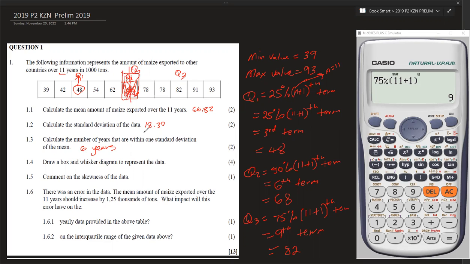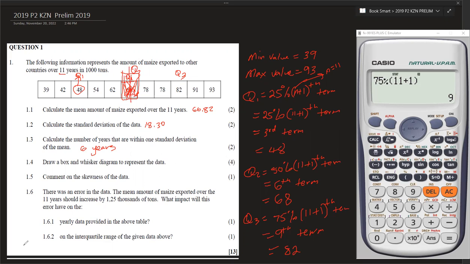But my advice is to know both ways, because these formulas are important as well, especially when we do the Ogive curve or the cumulative frequency curve. You'll really need to know these formulas. Perfect. So now I can go on and draw my box and whisker.